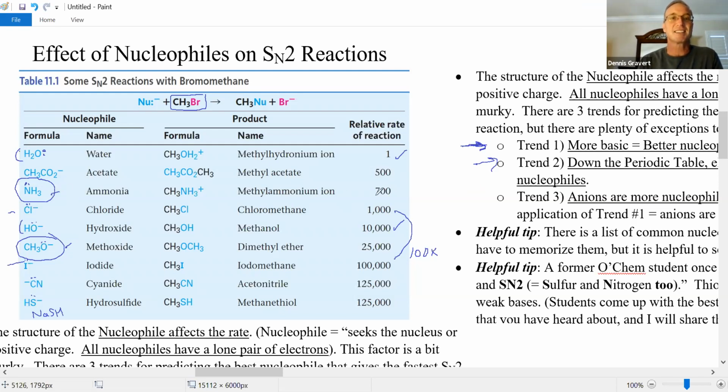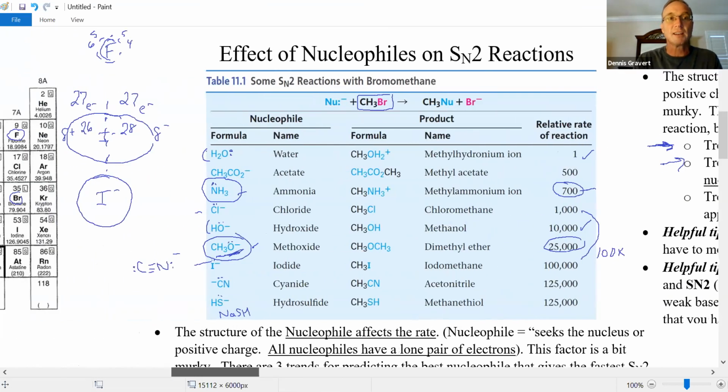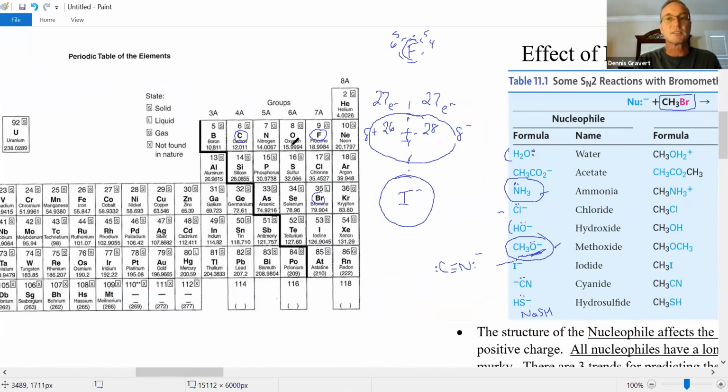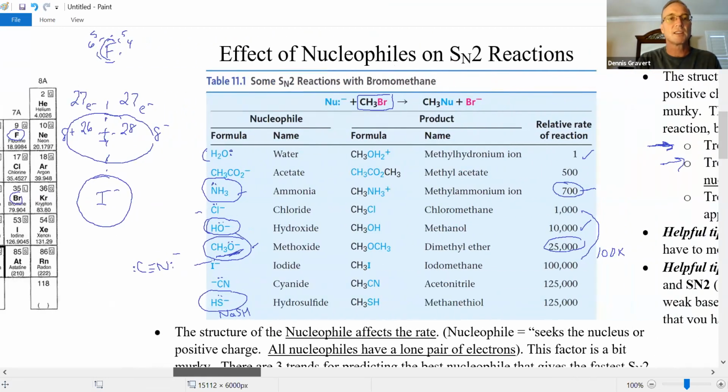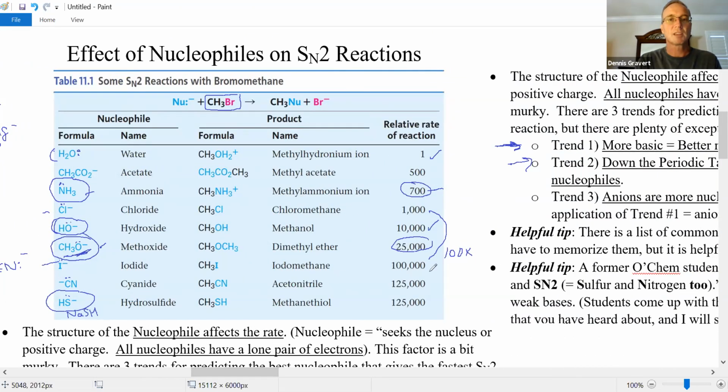And that's what trend 1 says: the more basic, the better the nucleophile. Ammonia is 700 times faster than water, but the methoxide ion, that's the name of that molecule, is 25,000 times. So this number is bigger than that number. This is a better nucleophile. The other trend goes down the periodic table. Iodide is a better nucleophile than chloride, but so is sulfur compared to oxygen. HS minus compared to HO minus, the sulfur ion is faster than the oxygen ion: 125,000 compared to 10,000.